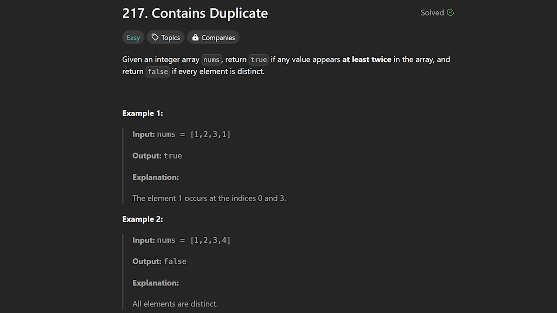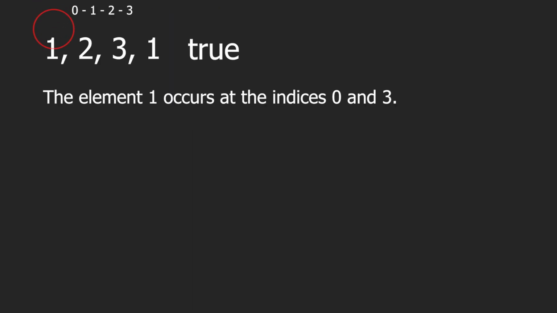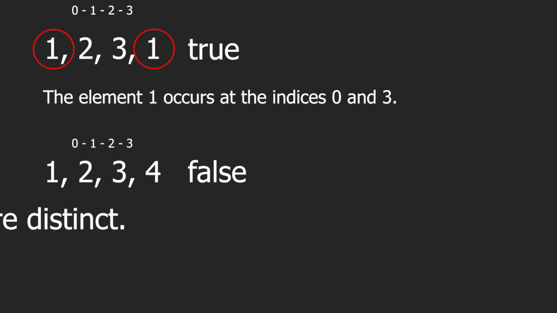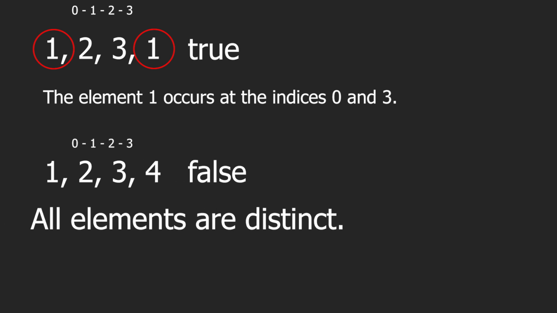Today, we're tackling LeetCode problem number 217, contains duplicate. Given an integer array nums, return true if any value appears at least twice in the array, and return false if every element is distinct. We need to check for the repeating numbers within the array. Key constraints include the size of the array and the range of the integer values it can contain. We must also handle edge cases such as an empty array or an array with all identical elements.